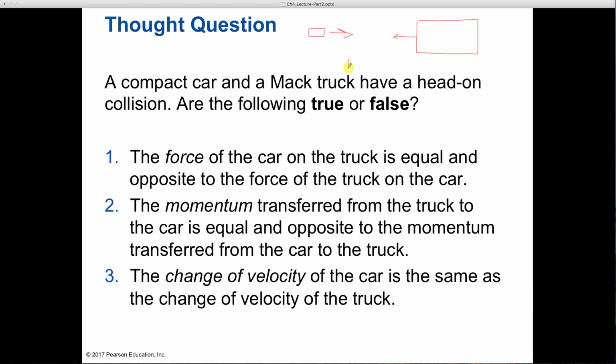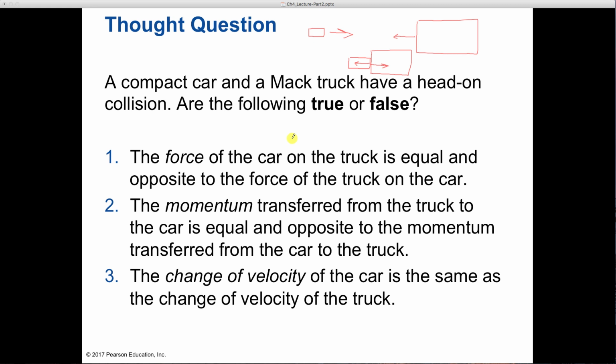There's going to be some moment when they are touching. They're getting all crunched up because they're colliding. So during this collision, the car is going to be pushing on the truck this way, and the truck is going to be pushing on the car to the left. They're going to be pushing on each other. So this arrow to the right is the force on the truck by the car. This force on the left is the force on the car by the truck. Those are equal but opposite partners, action-reaction partners, and they should be equal in magnitude.